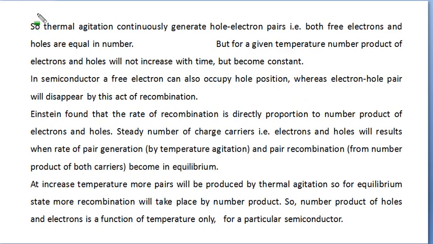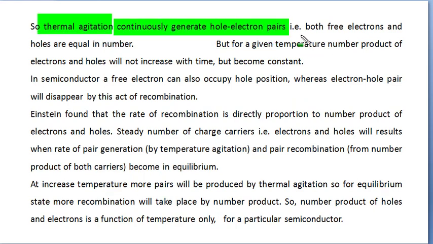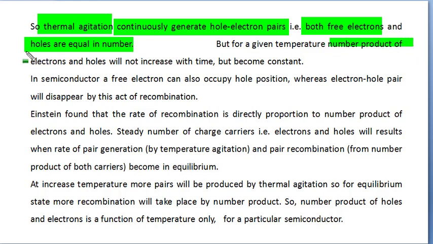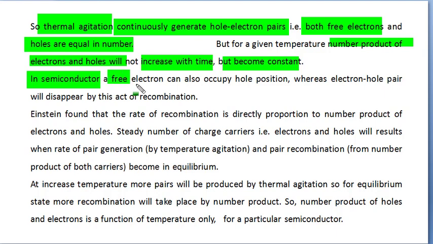Thermal agitations continuously generate electron-hole pairs, and when a pair is generated, both a free electron and a hole are produced in equal number. If this phenomenon goes on continuously, the number should increase with time, but we find that the number product of electron and hole for a given temperature will not increase with time but will remain constant. Why does this take place? The reason is, in a semiconductor material, a free electron can also occupy a hole position, and in that condition both the electron and hole pair will disappear.